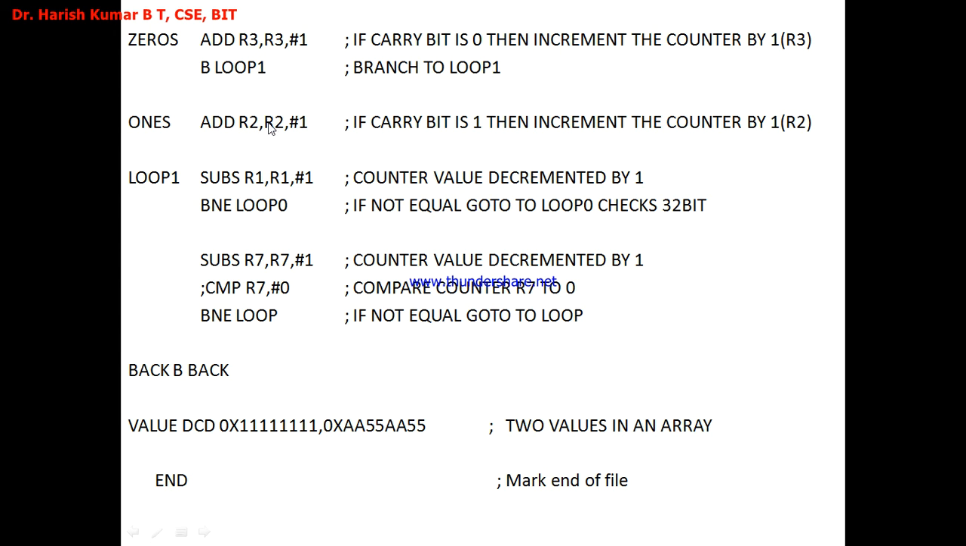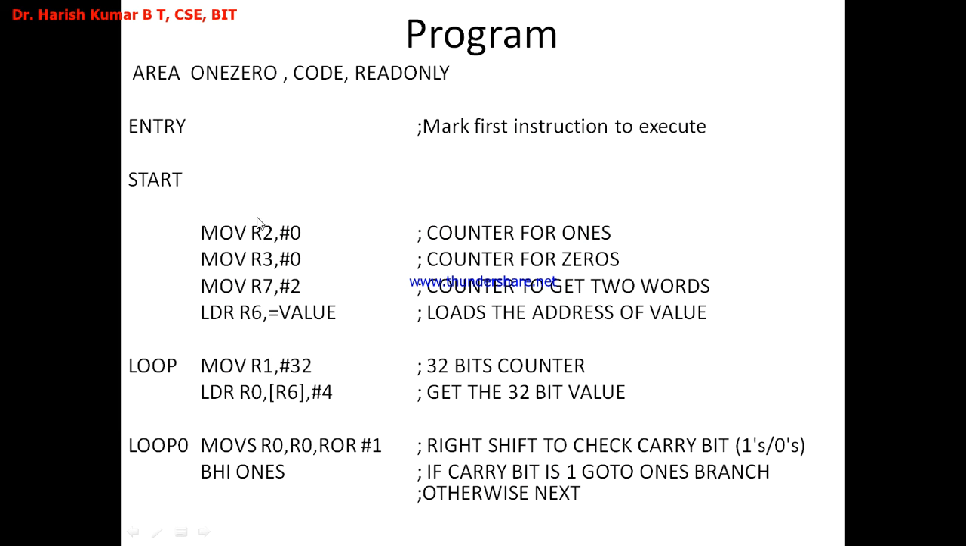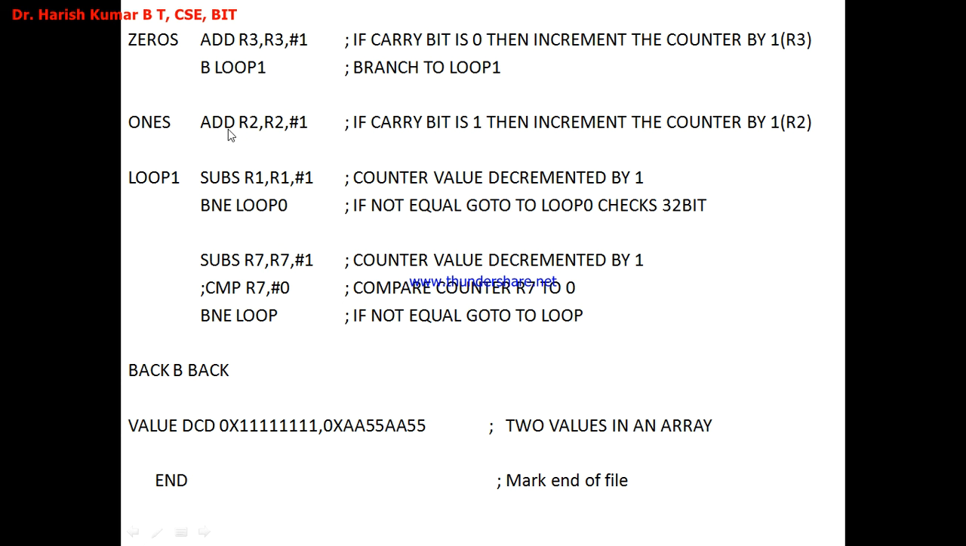Here what I'm doing, the register that was designated for counting the number of 1s was R2. Now in ones loop I'm increasing R2 by 1, and then after doing this I subtract 1 from R1. R1 is holding the number of bits to rotate, 32 bits. Now 1 bit is rotated already. Now 32 minus 1 becomes 31, and then BNE, as long as the zero flag is not set, you just go back to loop 0.